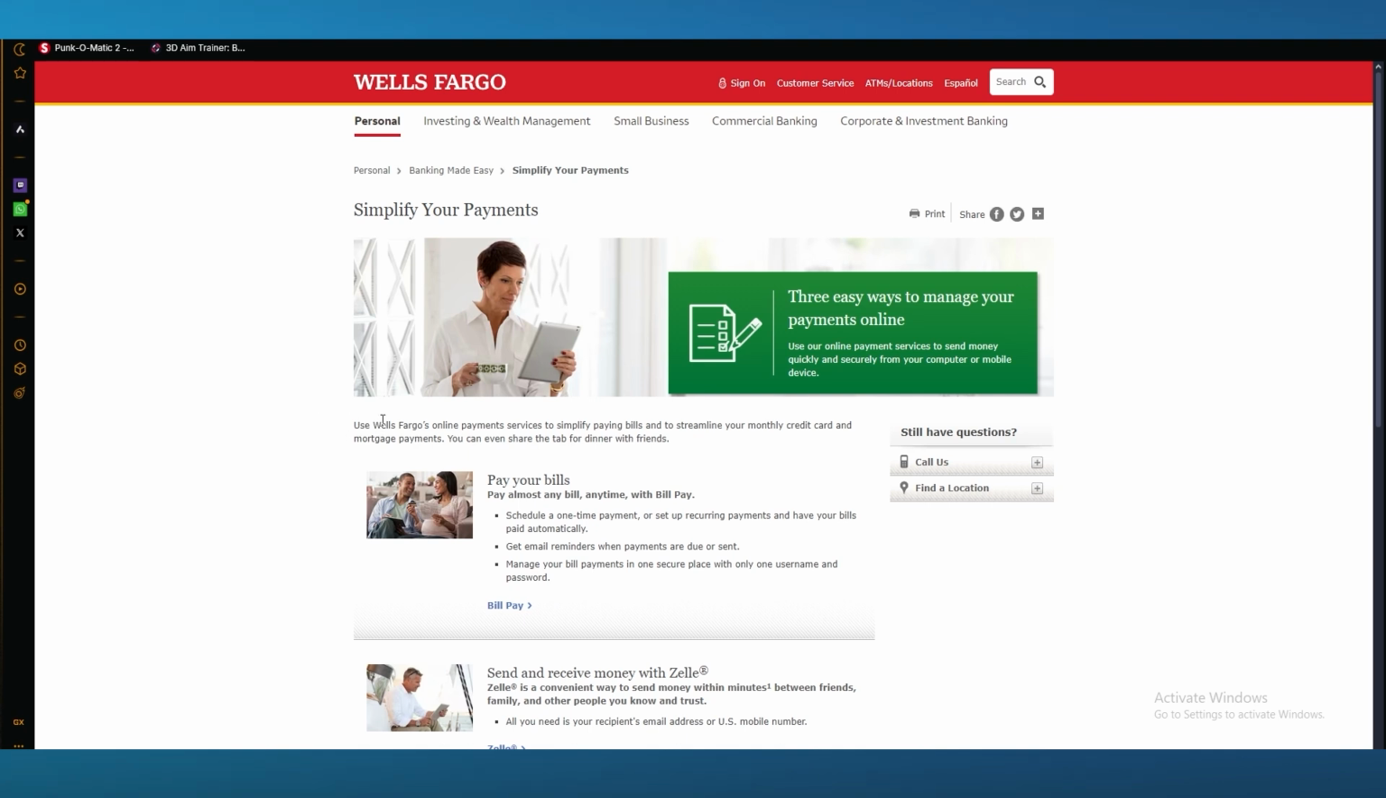So as you can see, use Wells Fargo's online payment services to simplify paying bills and to streamline your monthly credit card and mortgage payments. You can even share the tab for dinner with friends.